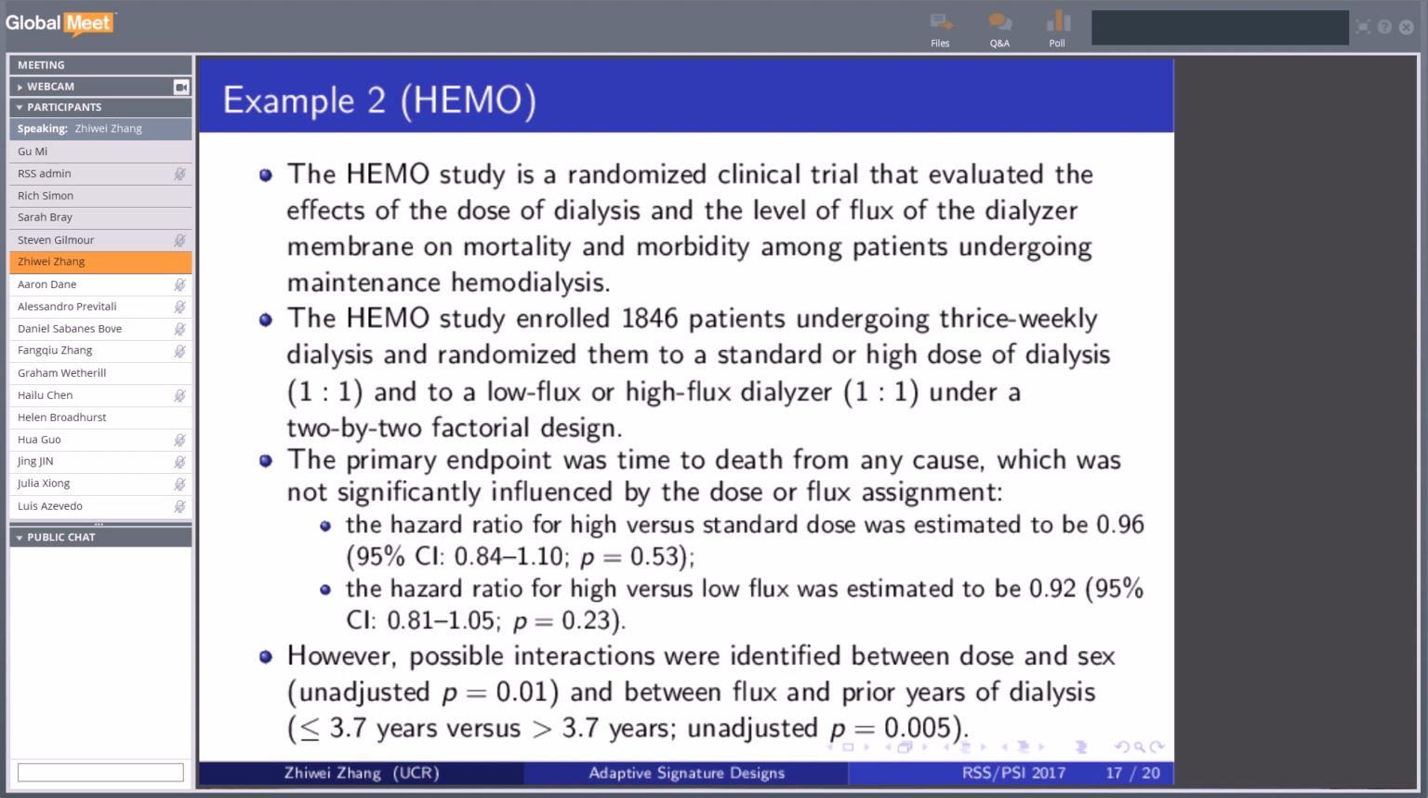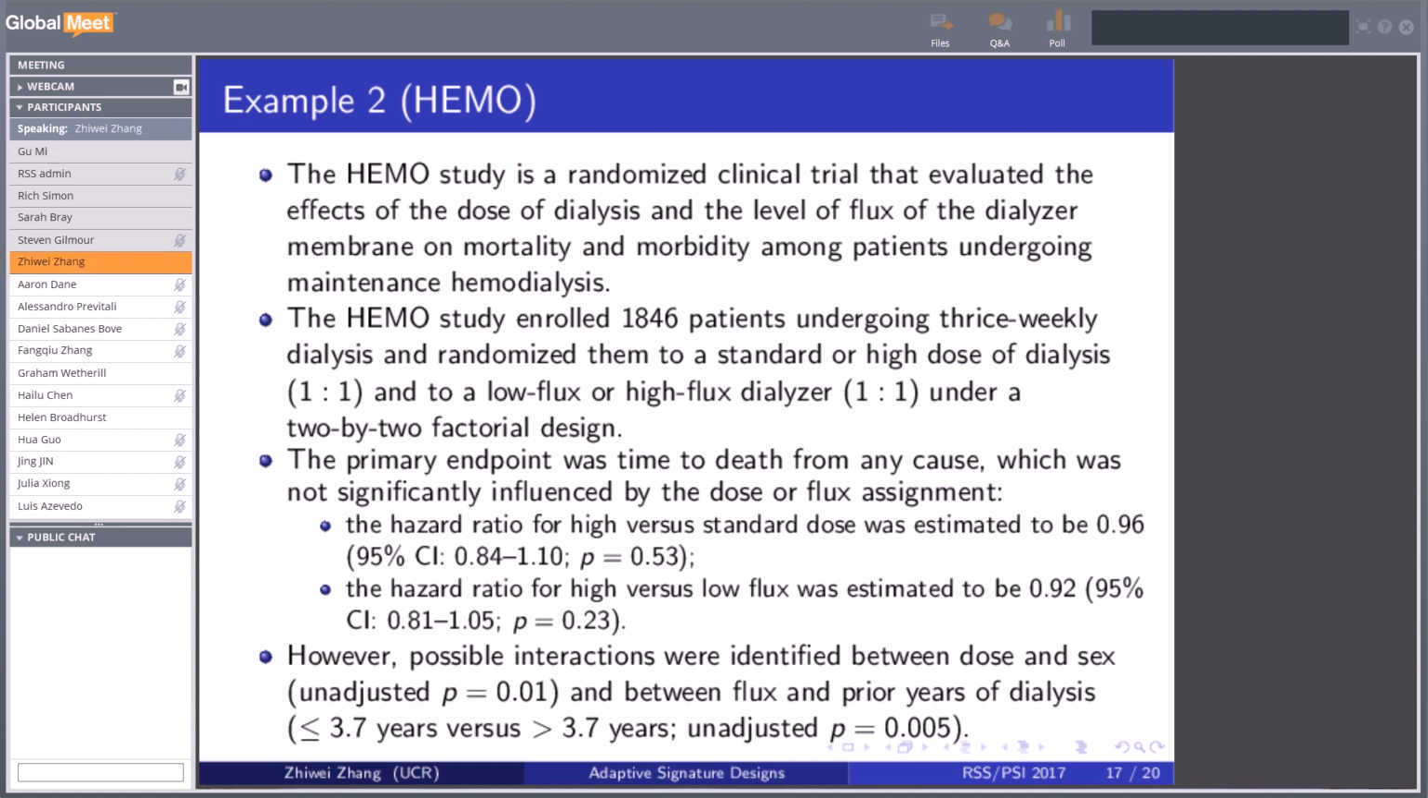On the next slide, number 17, is the second example, the HEMO study, which evaluated the effect of the dose of dialysis and the level of flux on mortality and morbidity among patients undergoing maintenance hemodialysis. The HEMO study enrolled 1,846 patients and randomized them according to a 2x2 factorial design with a 1-to-1 ratio for standard versus high dose and for low flux versus high flux.